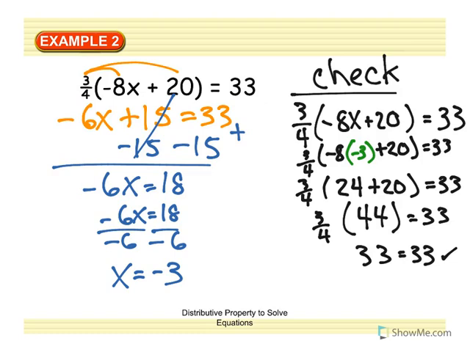Takeaway 2 is when you check, you don't distribute. You evaluate everything in the parentheses, and at the very end, over here is where we actually did that multiplication to get 33 equals 33.